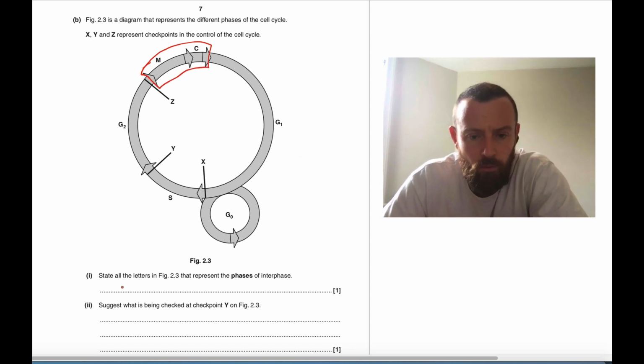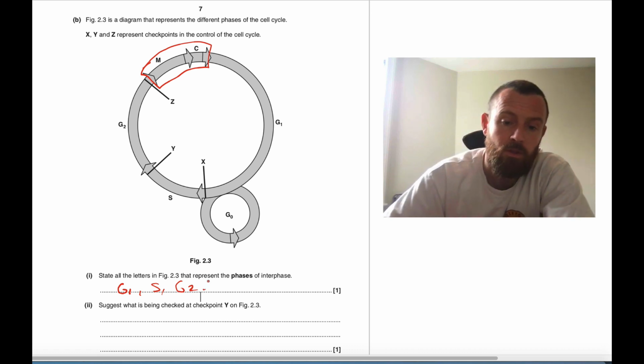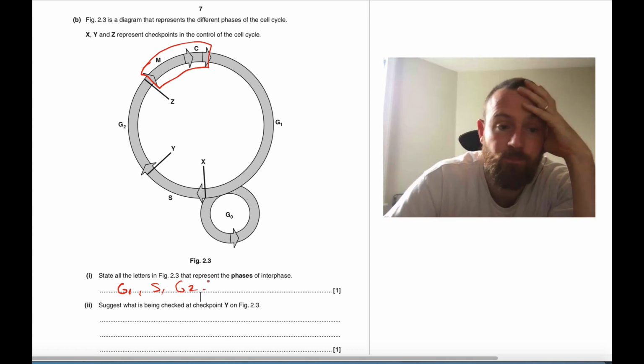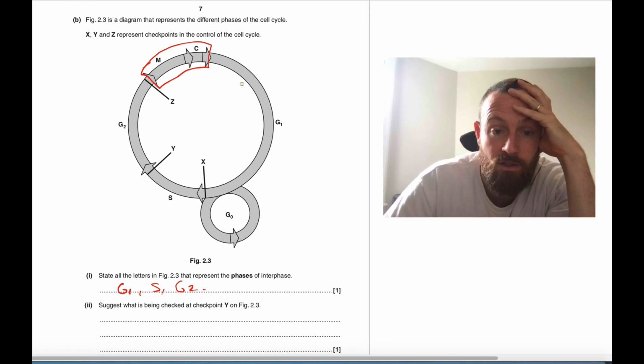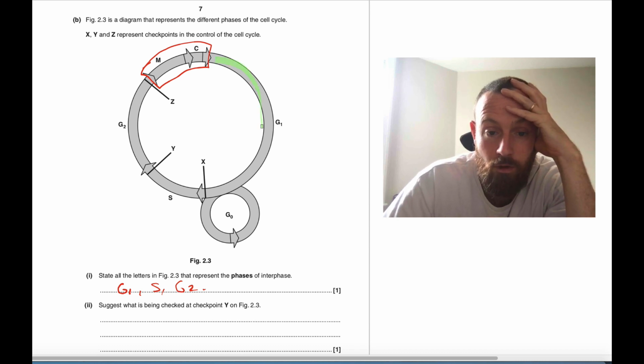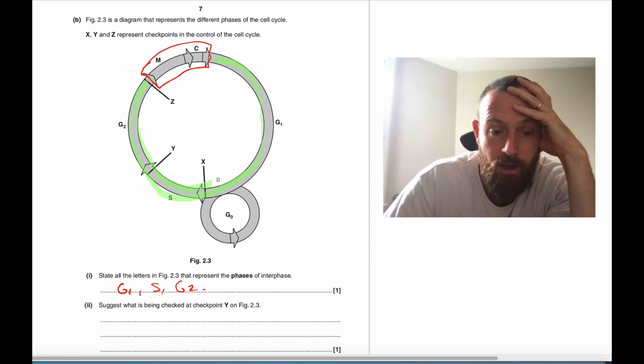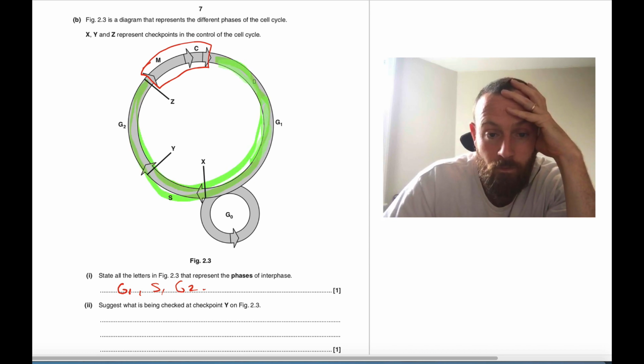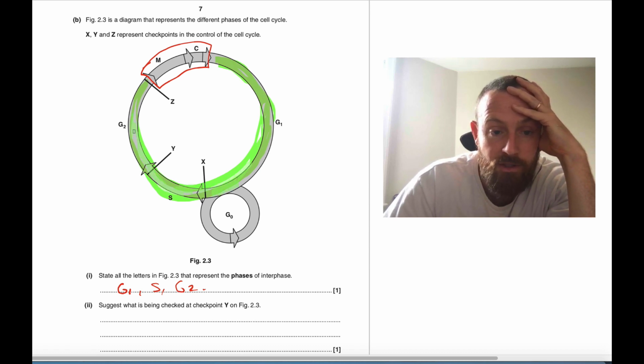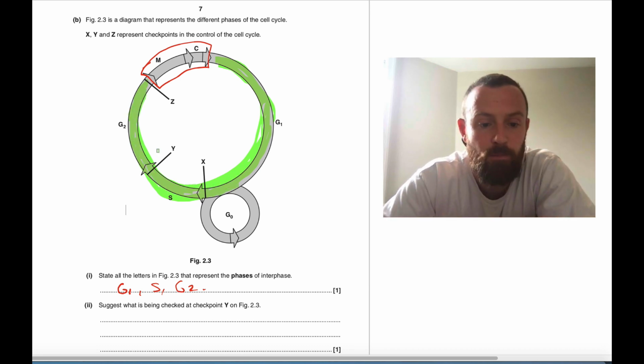So what have we got? We've got G1, S, and G2. Suggest what is being checked. So interphase is all, let's shade it in, all of this, oops, that's not very good, but all of that is interphase, all that stuff around there is interphase. I've got to colour this in nicely now. I really like colour, you may notice if you've seen my videos. Ta-da! Okay, there's the interphase part.